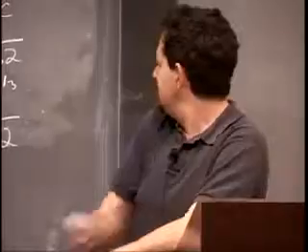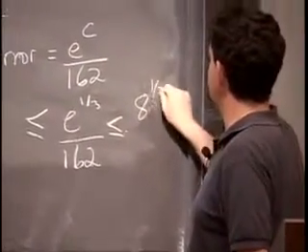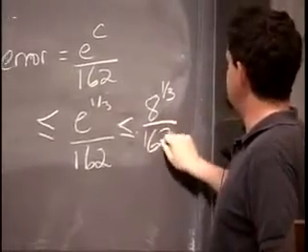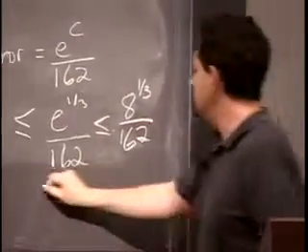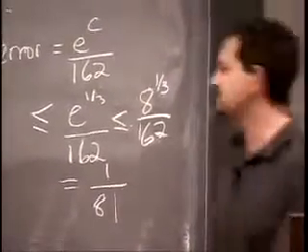So I'm just going to say this is certainly less than 8 to the 1/3 over 162. And 8 to the 1/3 is 2, so this is 1 over 81. So that's my estimate for the error.